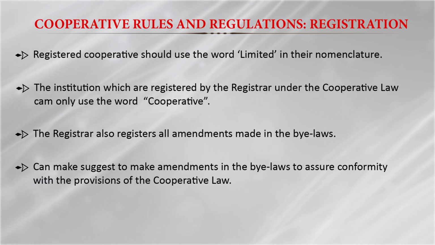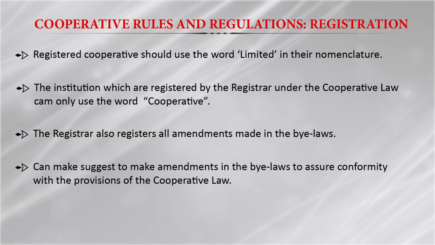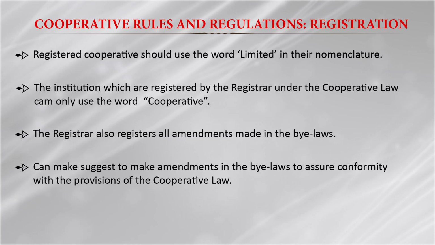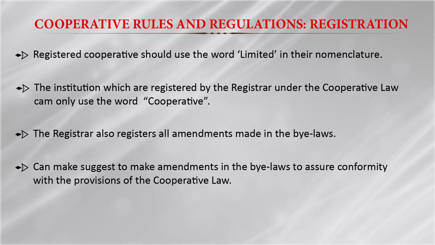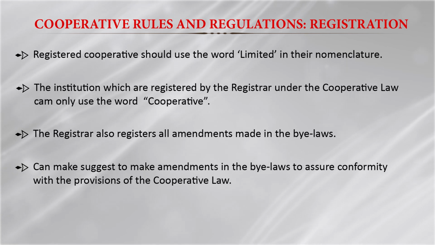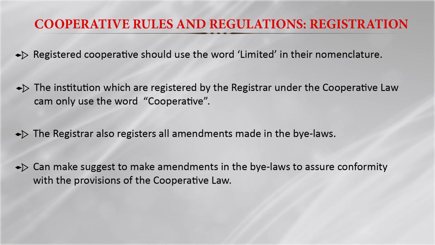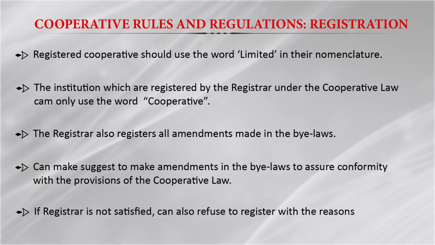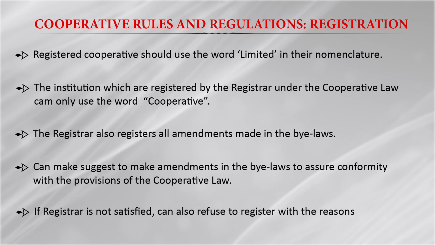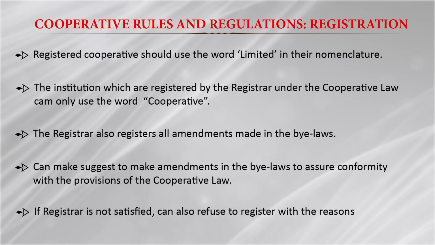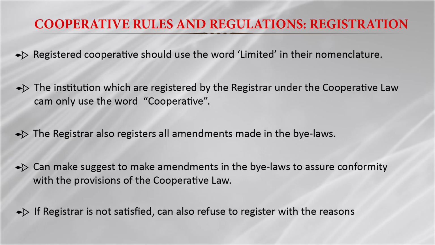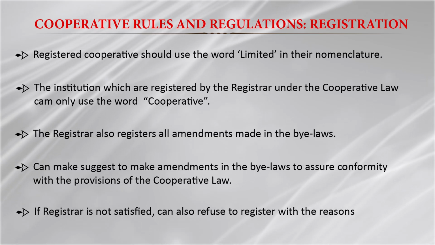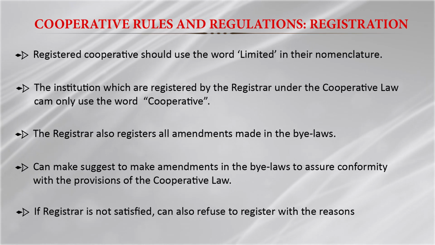If there is some mismatch in the bylaws, the registrar can suggest the amendment, the improvement in the bylaws, so that the bylaws can be framed according to the cooperative laws. And if the registrar is not satisfied with the bylaws or amendment, he can refuse to register the society by giving some proper reason. And here we'll understand the functions about the cooperatives.